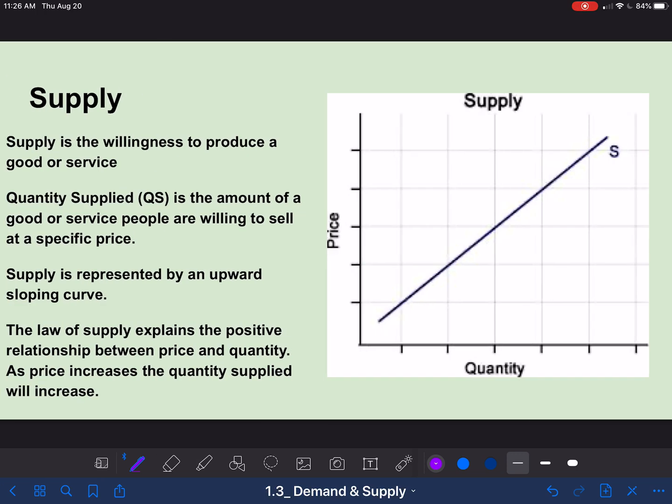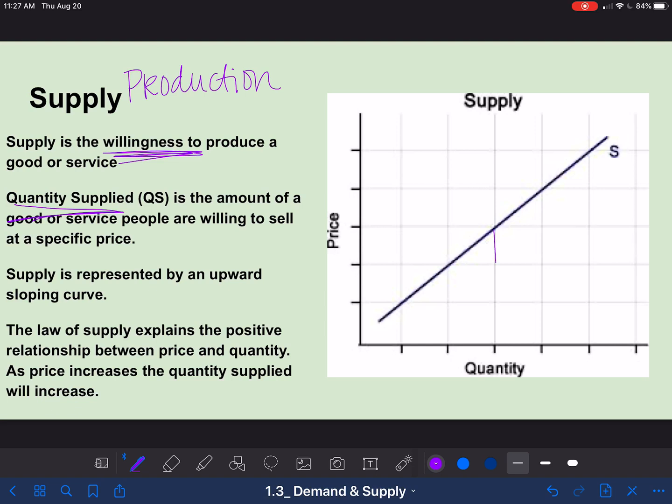So the second part of our micro market is supply. Supply is on the production end. So supply is all about the production of a product. Demand is about purchasing, supply is about production. So supply is the willingness to produce a good or a service. Quantity supplied is the amount of a good or service that people are willing to sell at a specific price.